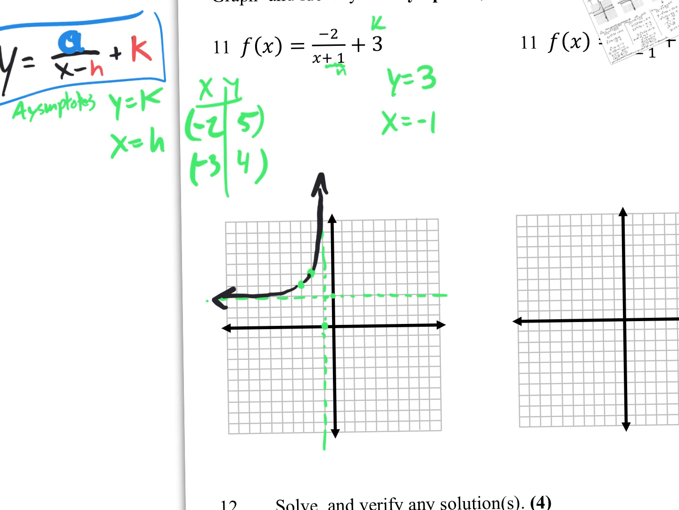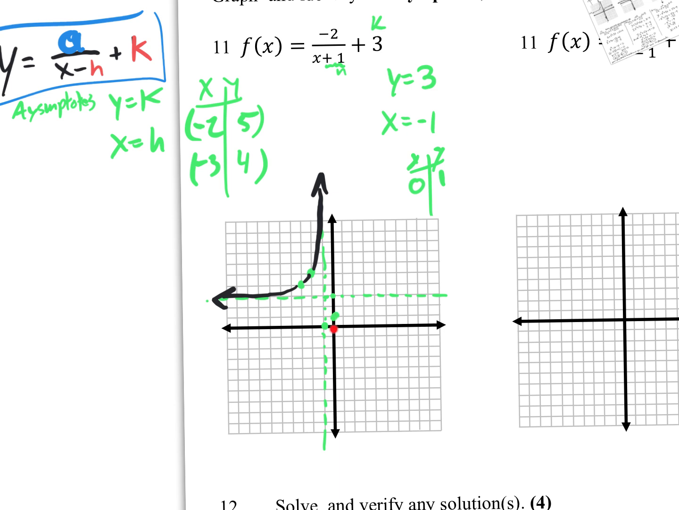Now, if you wanted to, you can make another XY table to plug in a couple of values on the right side of this vertical asymptote, like 0. Well, if you plugged in a 0 right there, let me actually show that I'm plugging in a 0. When you plug in a 0 right there, 0 plus 1 is 1, -2 divided by 1 is -2, -2 plus 3 is +1. So when you plug in a 0, you get out a +1. So if you go to 0, 1, it would be right there. Again, 0 on the x, 1 on the y, it'd be right on the y-axis itself.